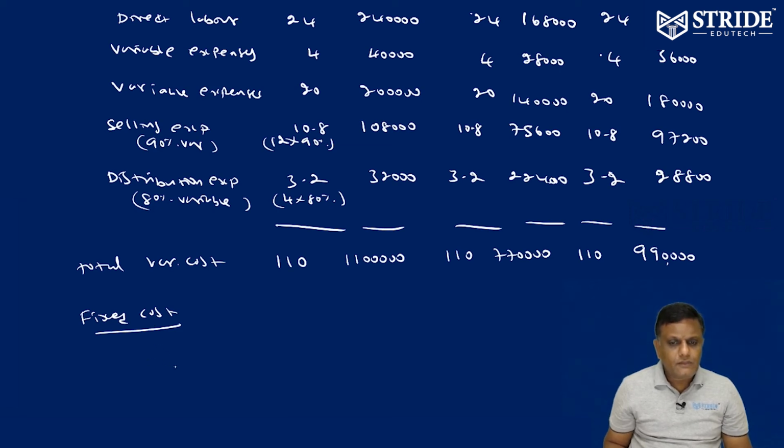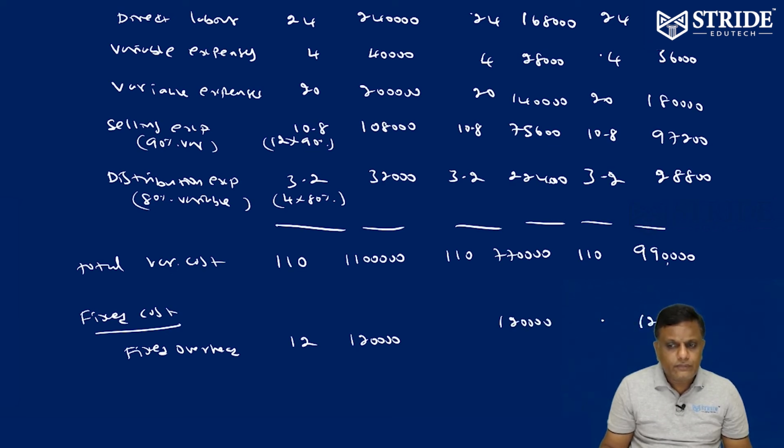Here, fixed cost. Number 1, fixed overhead is given. That is equivalent to 12 per unit. So 10,000 into 12, 1,20,000. Fixed cost per unit is given, but total fixed cost remains the same irrespective of output. Therefore it is always 1,20,000. Right. Next one.